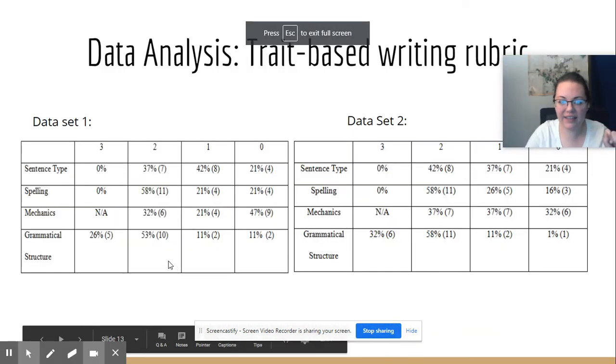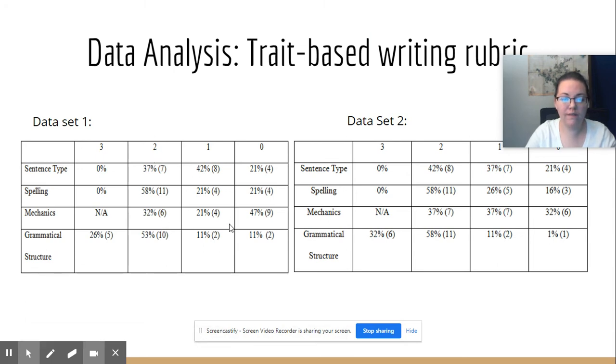Okay, we were on mechanics. 6 students got a 2, 4 students got a 1, and 9 students got a 0 before implementing. And after, 1 more student got a 2, 3 more students moved from a 0 to a 1, and then we had 6 students with a 0.